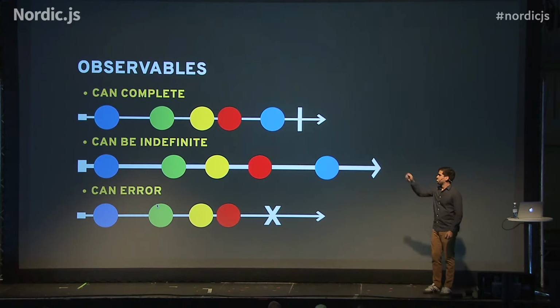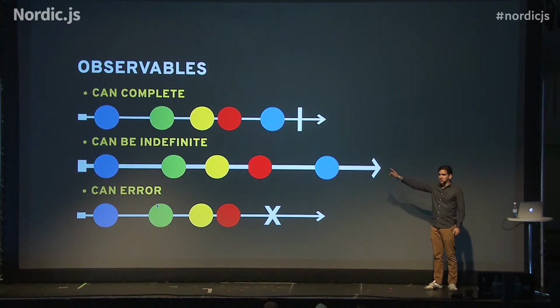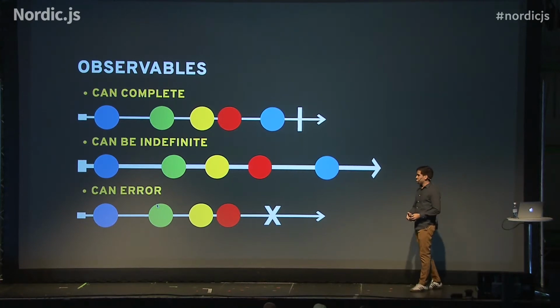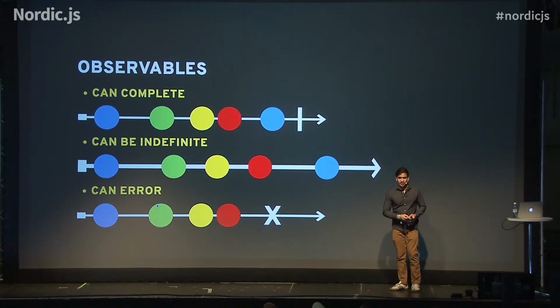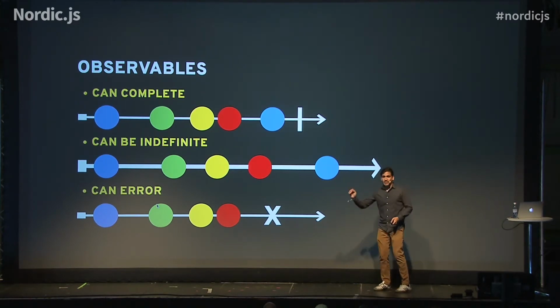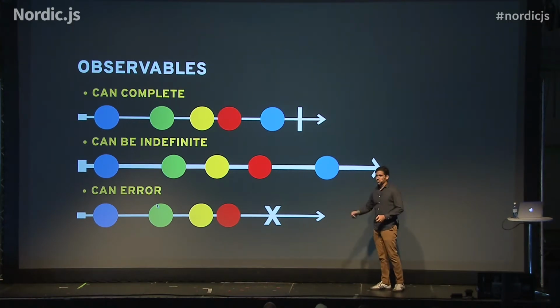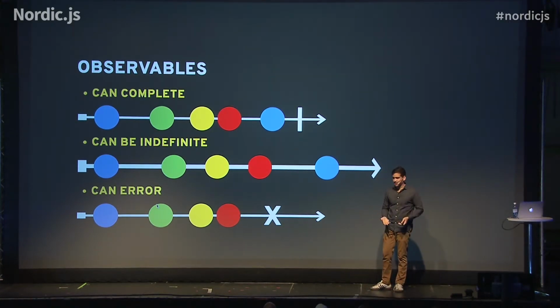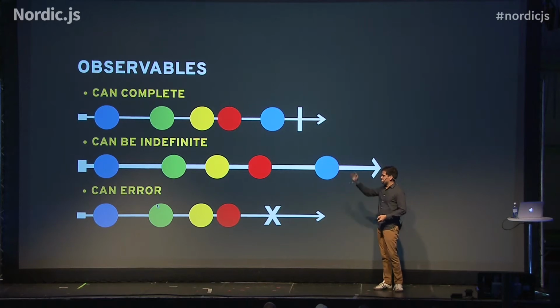Anyway, observables can do one of three things. They can complete, which means the observable is done emitting values. They can be indefinite, which means the observable is going to keep emitting values, and you're never going to know when it's going to stop, or an error can occur. And that's sort of the same as an observable completing, but instead of a completion, it's an error.